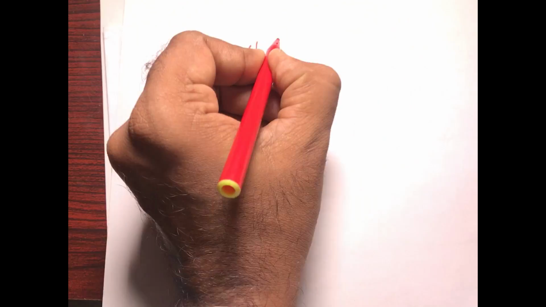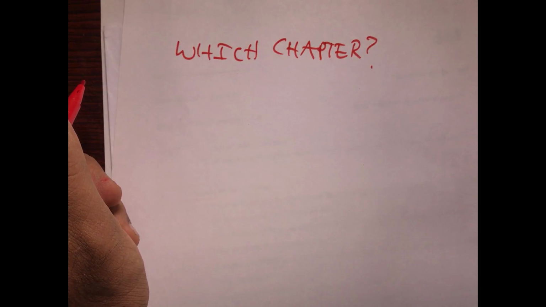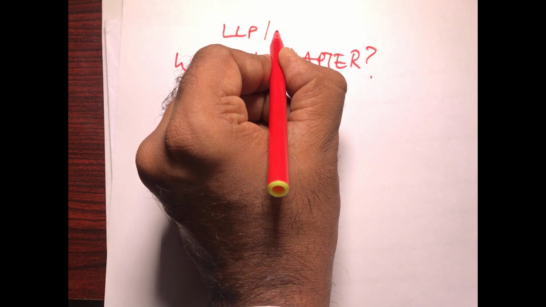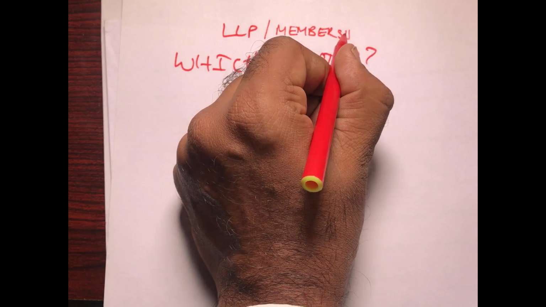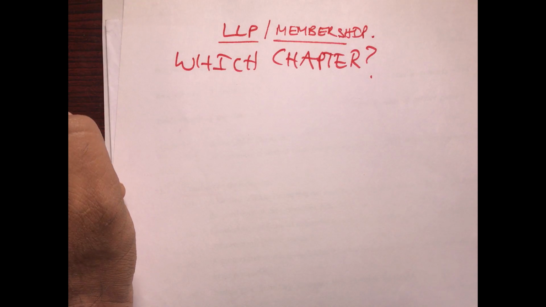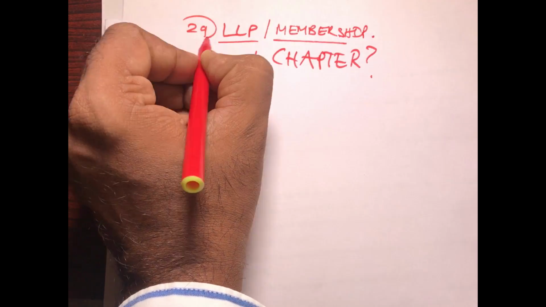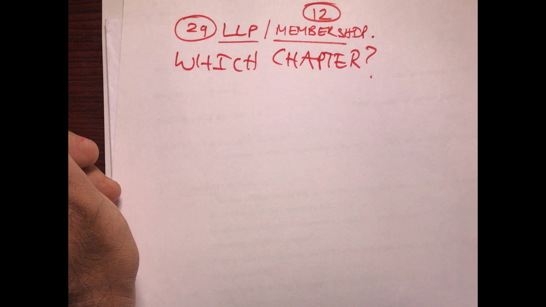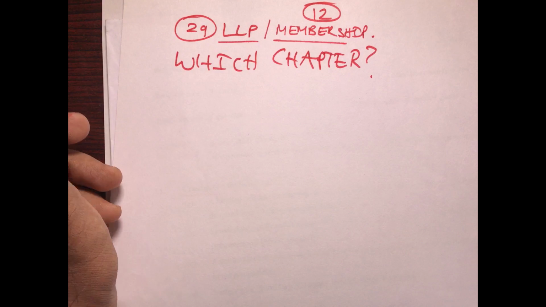which chapter is this question from? So first you should know which chapter this question is from. Now some people will think this is from the LLP chapter. Some people will think it is from the membership chapter, which is in your study material. So first try and analyze that. The answer for this question is from both the chapters. They are trying to test you from chapter number 29, which is LLP, and chapter number 12, which is membership in your study material.